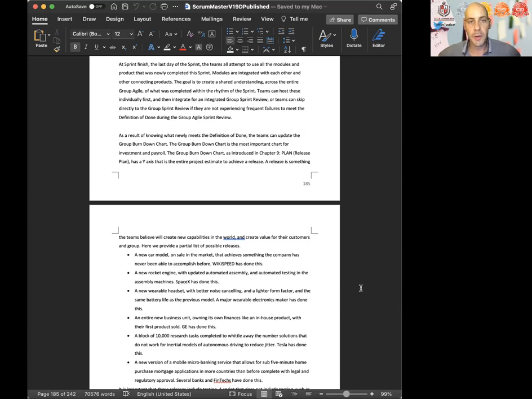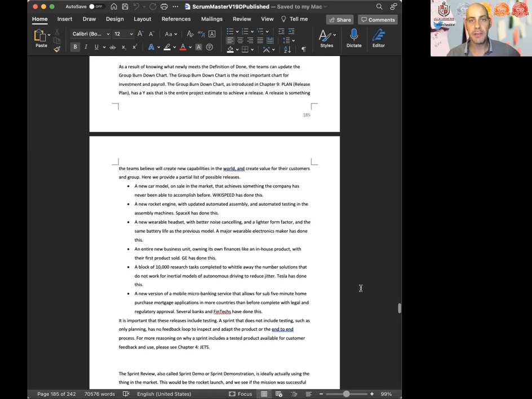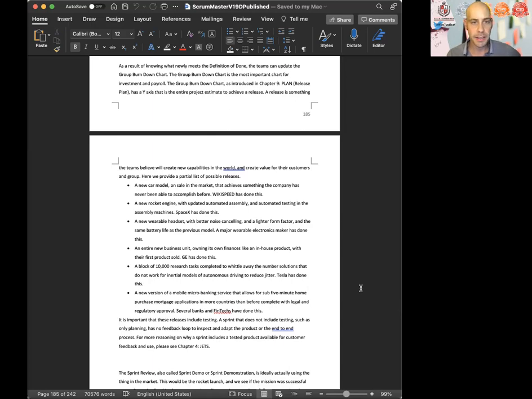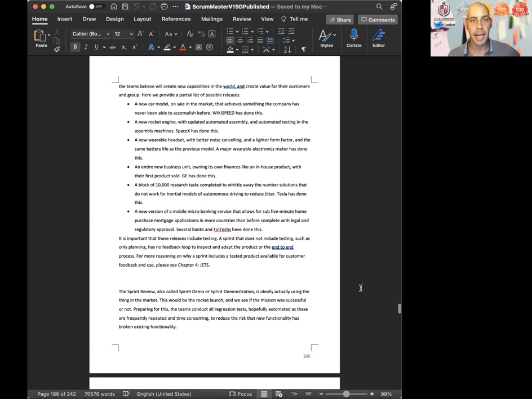As a result of knowing what newly meets the definition of done, the teams can update the group burn down chart. The group burn down chart is the most important chart for investment and payroll. The group burn down chart, as introduced in Chapter 9, Plan, Release Plan, has a y-axis that is the entire project estimate to achieve a release. A release is something the teams believe will create new capabilities in the world and create value for their customers and group. Here we will provide a partial list of possible releases.